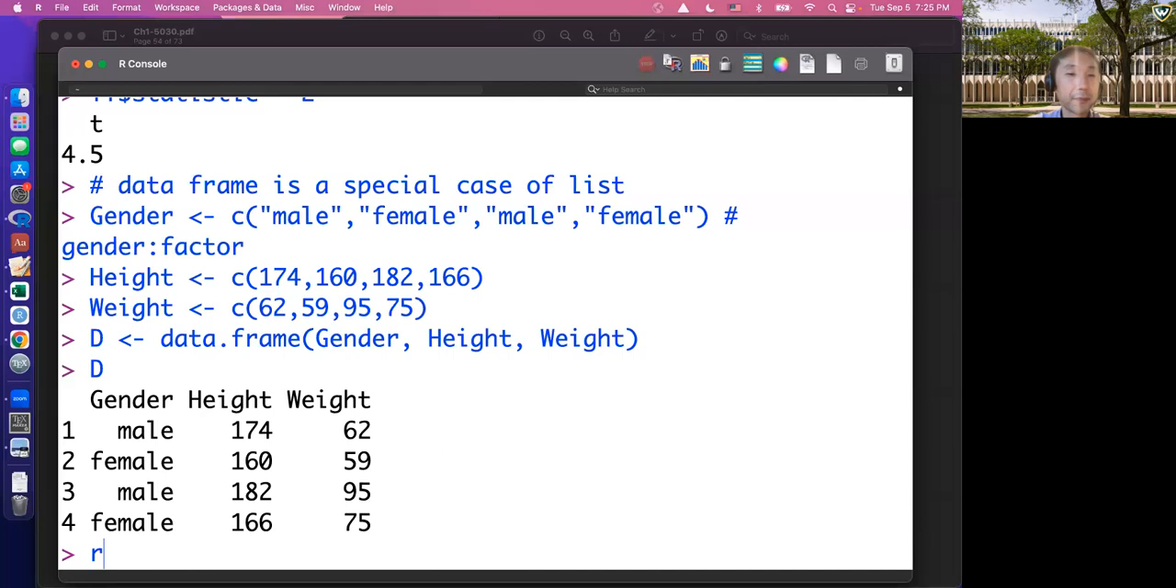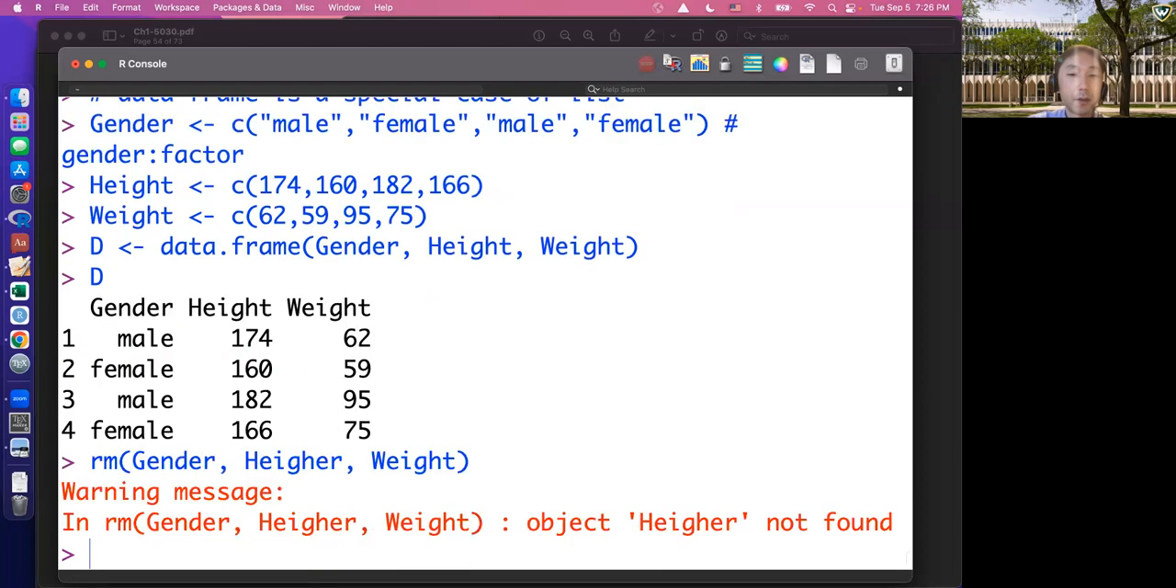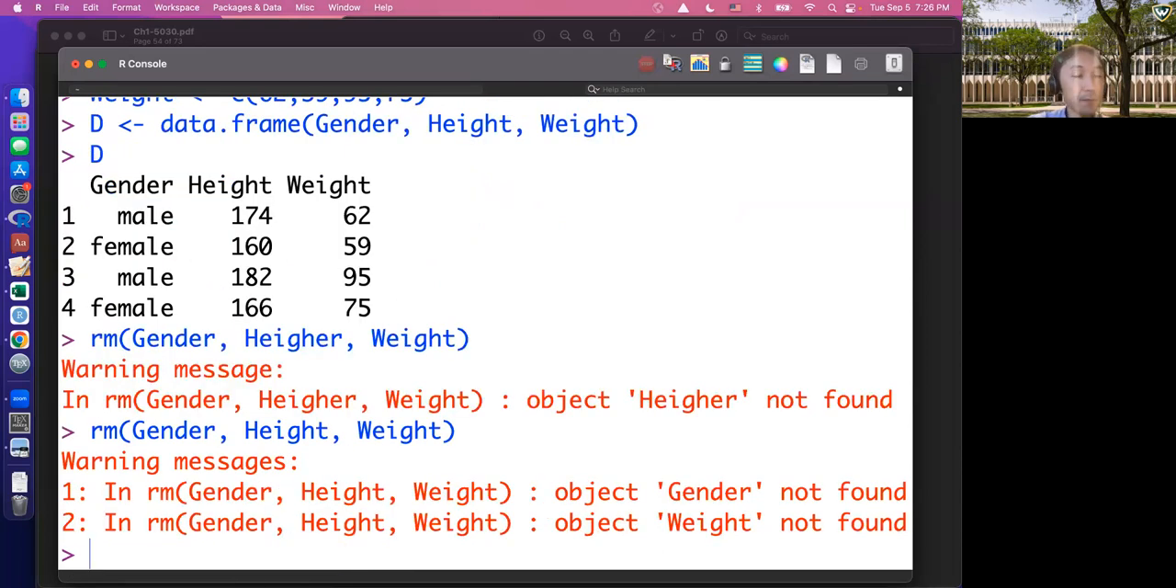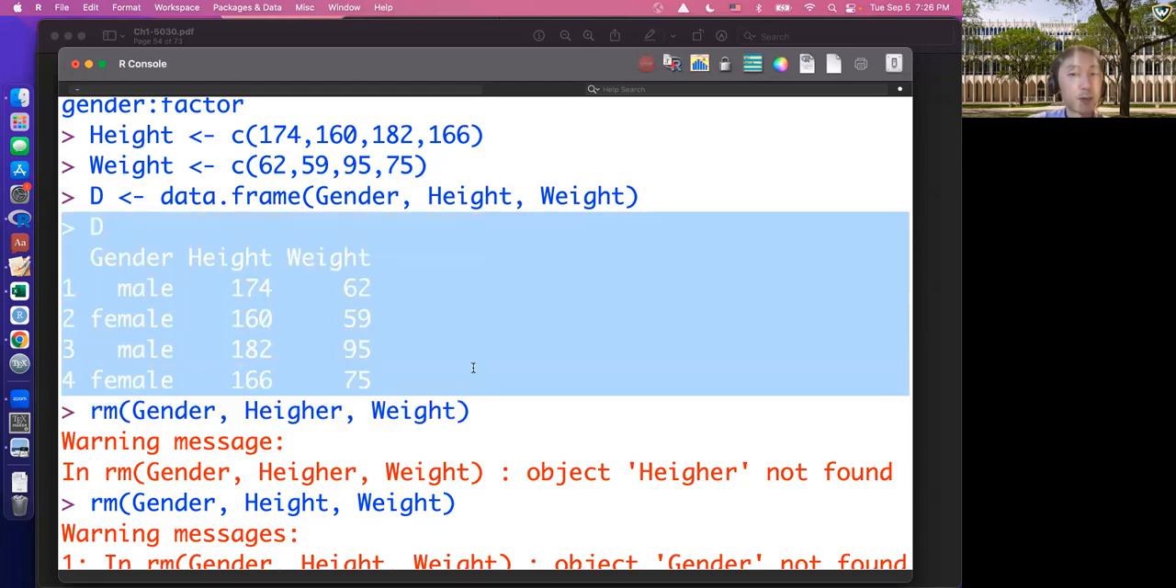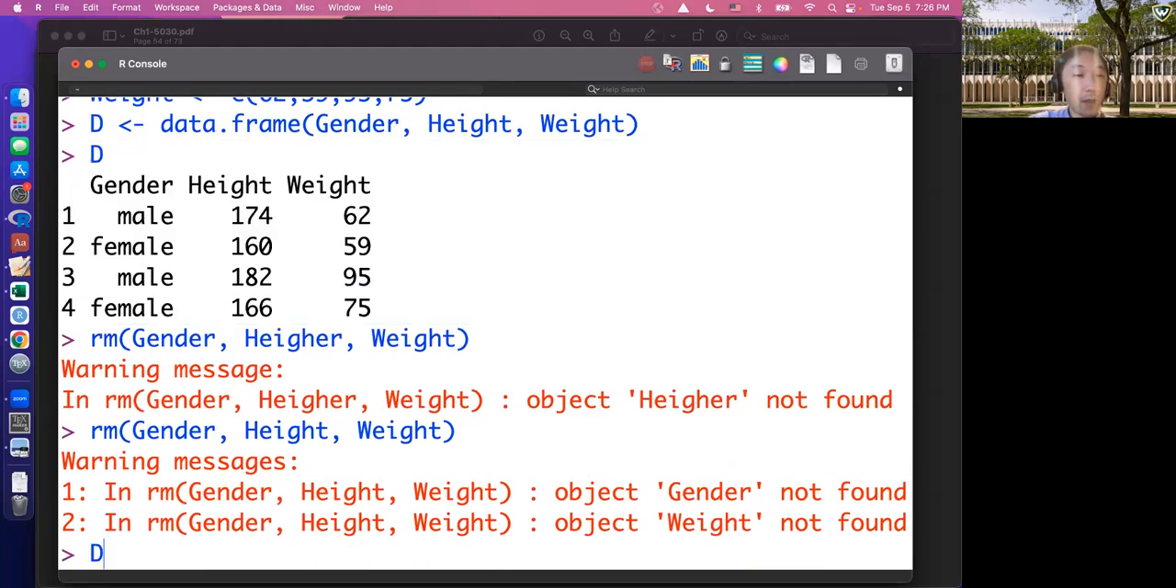So D is this. Maybe it's good to eliminate these original vectors. Oh, sorry, the height. Okay. Now we have D. D basically has 3 objects: gender, height, and weight. So D consists of 3 vectors, so D is a list. But even though this is a list, it almost looks like a matrix because all vectors have the same length.